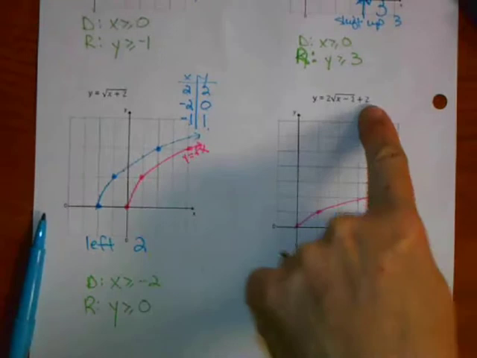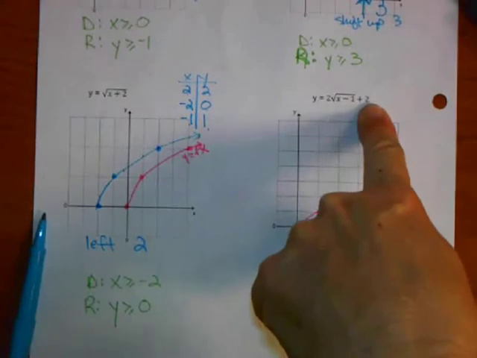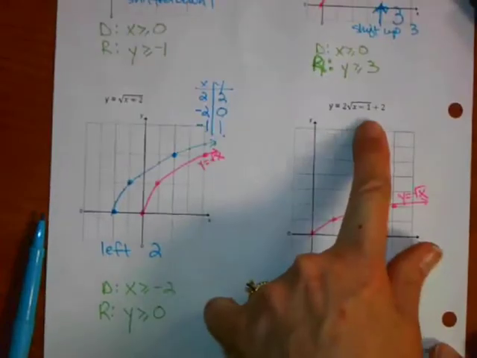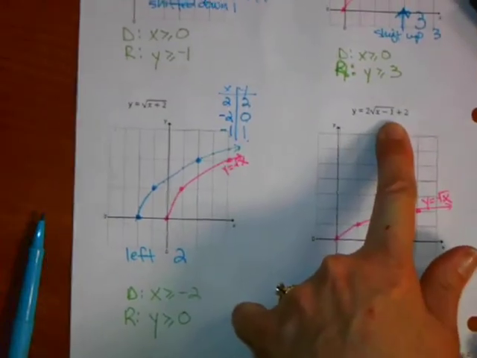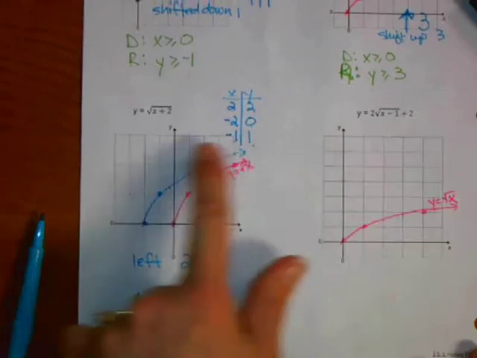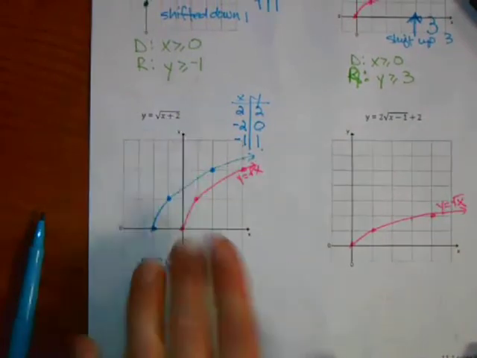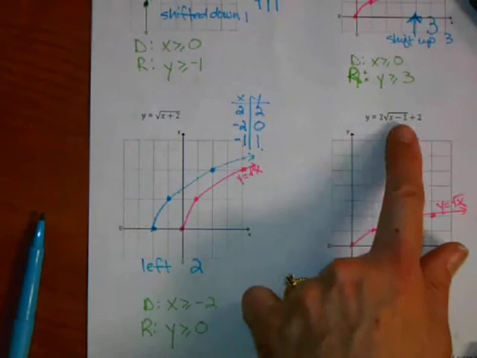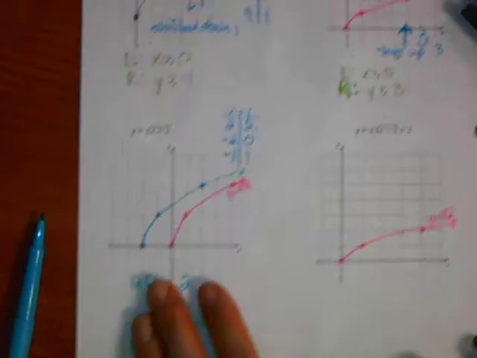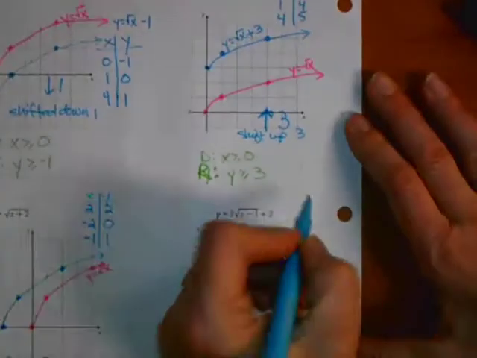Okay? What's this 2 going to do? Make it go up. Up 2. This is kind of tricky. What's this 1 going to do? Make it go back 1. It goes to the right, because when it was plus, it went to the left. This is going to make it go to the right one. So let's just make a table.